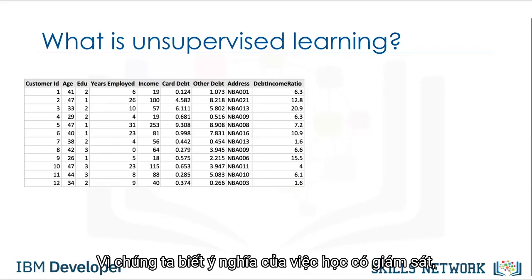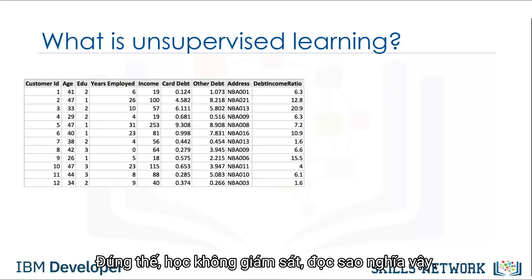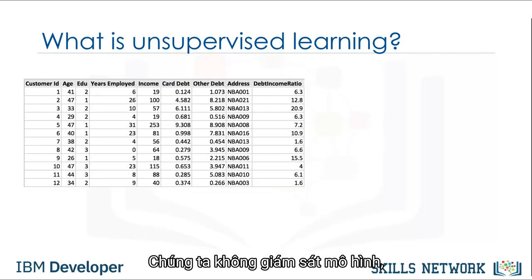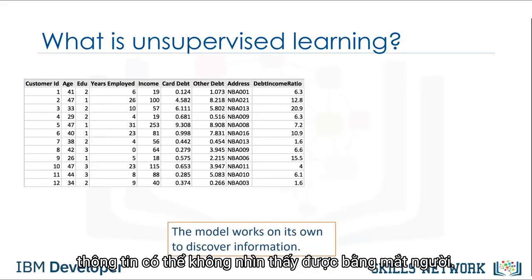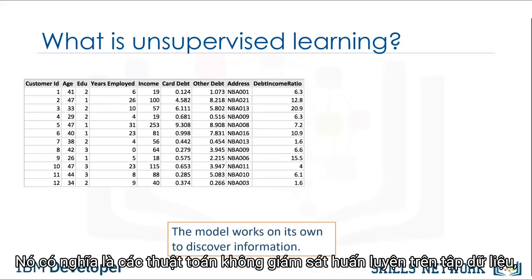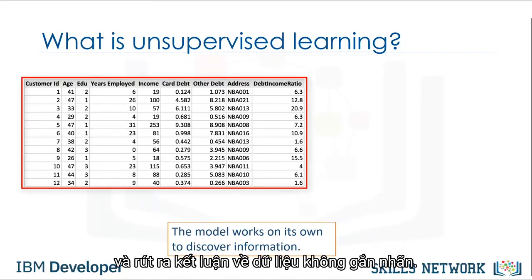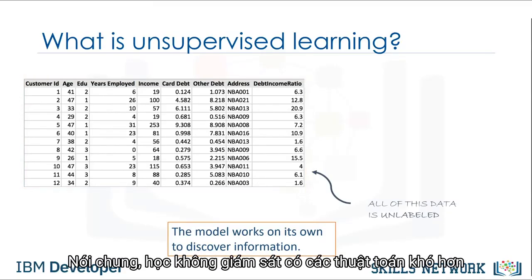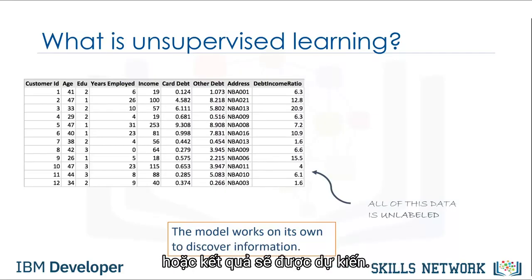Since we know the meaning of supervised learning, what do you think unsupervised learning means? Yes, unsupervised learning is exactly as it sounds. We do not supervise the model, but we let the model work on its own to discover information that may not be visible to the human eye. It means the unsupervised algorithm trains on the dataset and draws conclusions on unlabeled data. Generally speaking, unsupervised learning has more difficult algorithms than supervised learning, since we know little to no information about the data, or the outcomes that are to be expected.